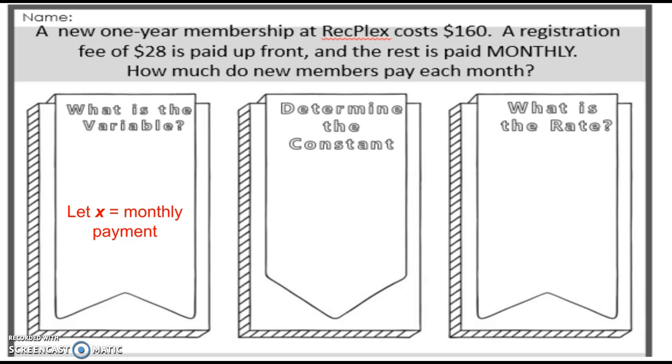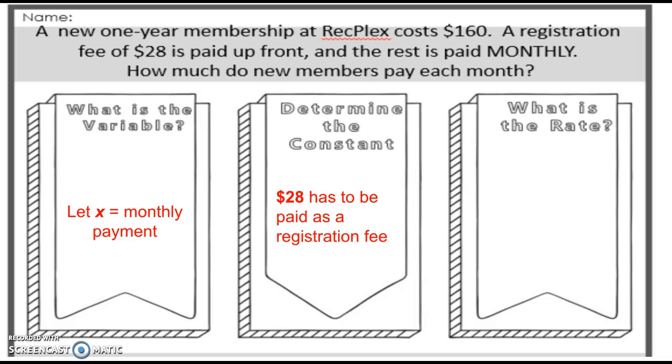Now it says determine the constant. The constant would be something that's not going to change. It's not related to the monthly payment. It's like an upfront fee or a flat fee, a basic amount that's just not going to change. That's what a constant is. In this case, if you look back at our question, there are two numbers here. $160 is the total, so that's not the constant. The registration fee is the constant because you had to put $28 down upfront, and then the rest you pay monthly. So $28 is the constant. You go ahead and write it down.